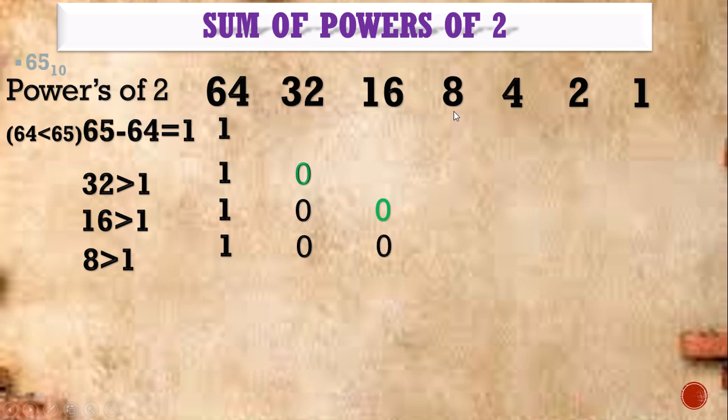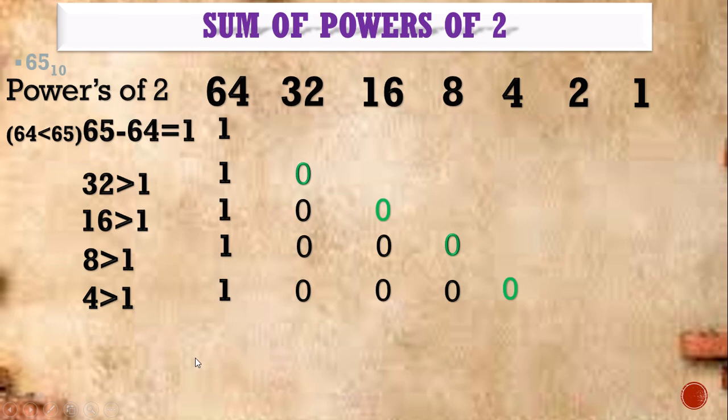Then the next comparison is 8. 8 is greater than 1. Greater than 1, so what do we have to do? We have to put 0 here. So we have to carry all of this over. The next one is 4. So 4 is also greater than 1. So we have to place 0 against the 4 here.